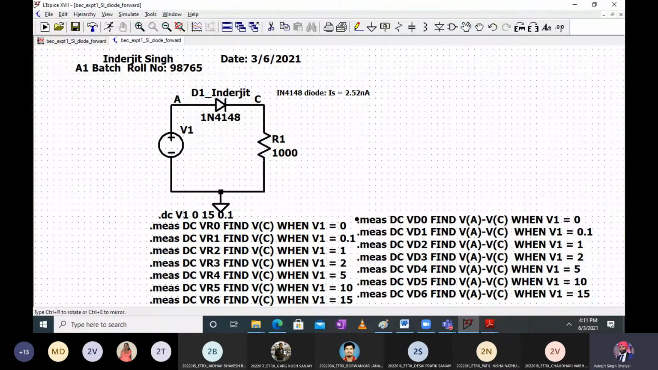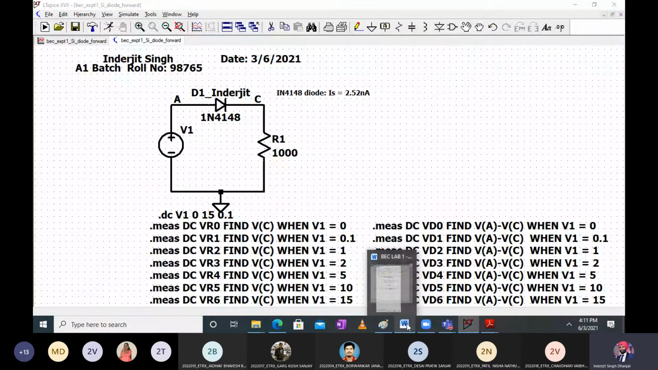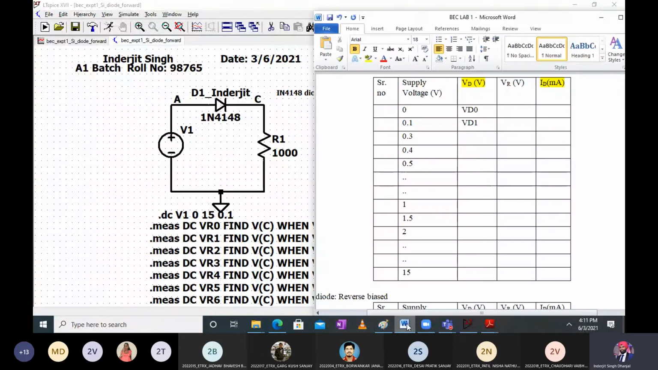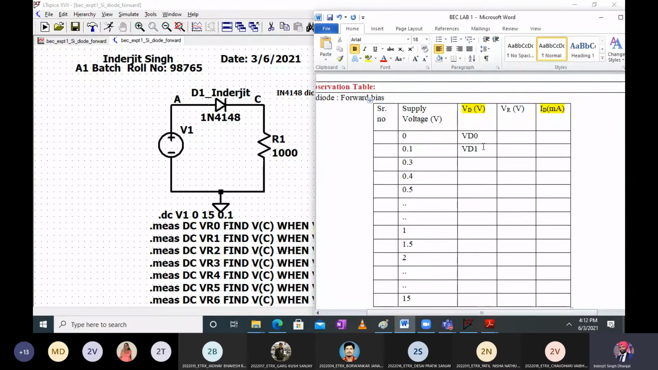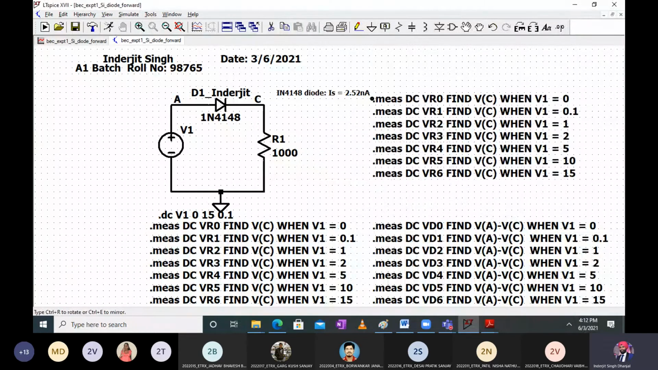Now, how will I measure the current? What I got from this table: I got the value of supply voltage, the value of the voltage across the resistor, and also the value of voltage across the diode. What I want now is the corresponding value of diode current. So how will I do it? Again, copy it. So the statements, I'm copying it over here and placing it over here.